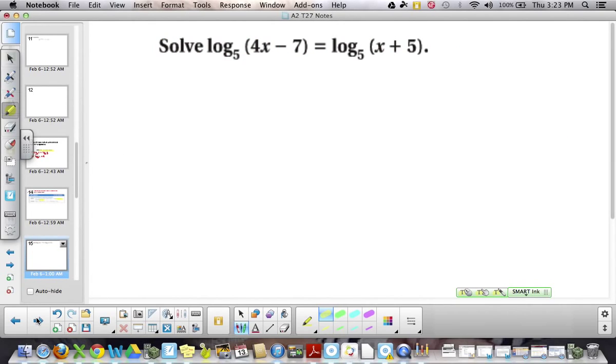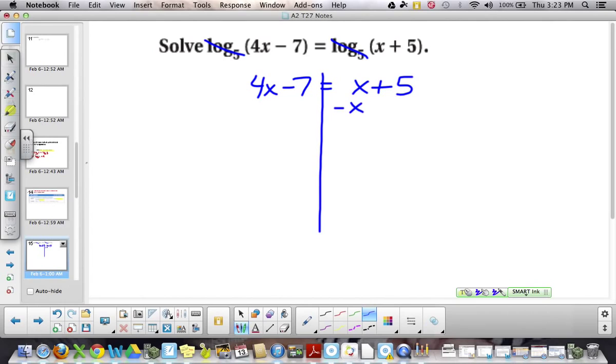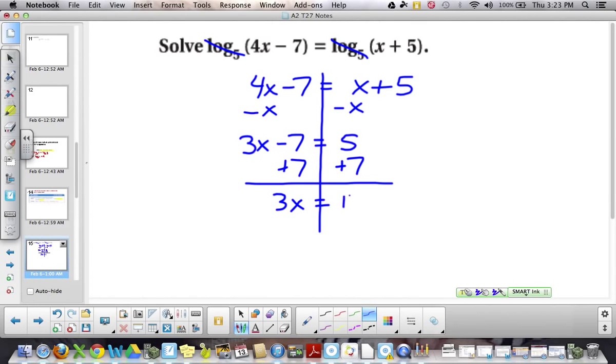So our first example, we want to solve log base 5 of 4x minus 7 equals log base 5 of x plus 5. Since you have the same base in your logarithm, you can cancel those out on both sides, and you're left then just with a linear equation. So we subtract x on both sides to get 3x minus 7 equals 5. Then add 7 to both sides, get 3x equals 12, and then divide both sides by 3 to get x equals 4.